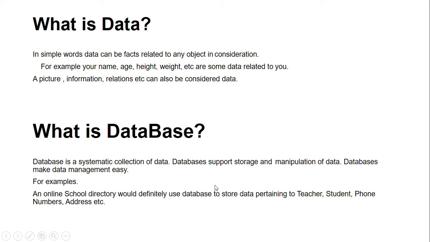So let me start with the data. Let me try to explain in simple words that data is information. The information can be anything, it can be your details, your age, name, weight, height, and we maintain this information somewhere in the database or in the computer. So how are we maintaining the information in a computer? To maintain this information in a computer, we need a database.